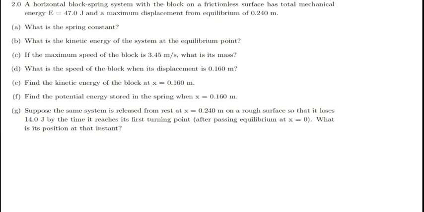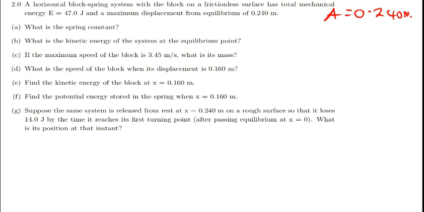So we have question 2, which is saying a horizontal block spring system with the block on a frictionless surface has total mechanical energy E equal to 47 joules, and the maximum displacement from equilibrium is equal to 0.24 meters. Under simple harmonic motion, when you hear the maximum displacement, we are talking about the amplitude. So in this case, the amplitude is 0.240 meters. That is the maximum displacement. So the first question is, what is the spring constant? So we want to find the spring constant.